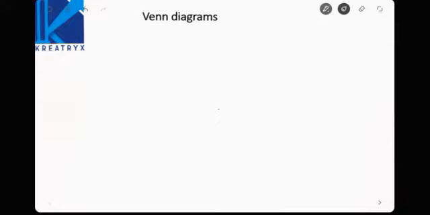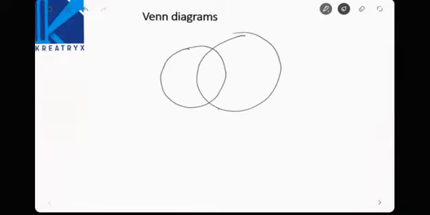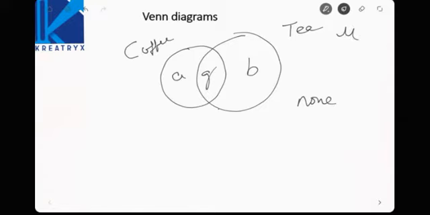See here, 2 variable Venn diagram. Two variables. Let us consider one as coffee, one as tea. The regions are A, B, G, none, and mu means total.